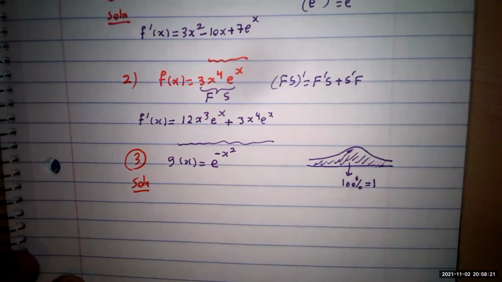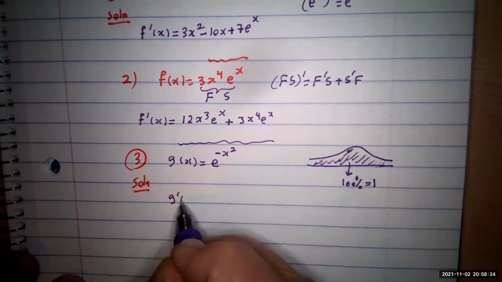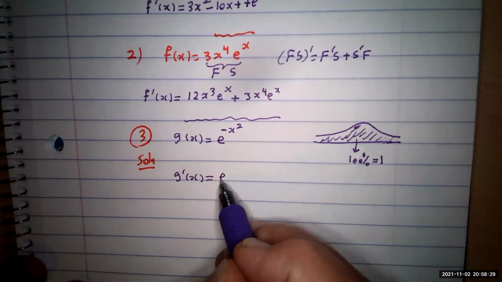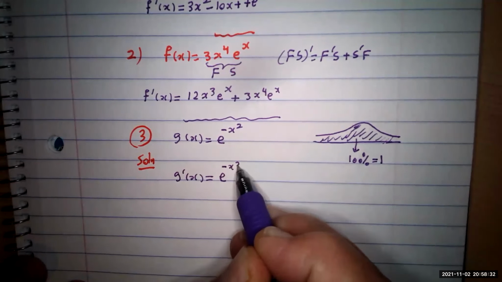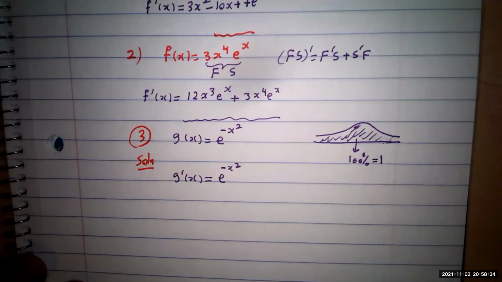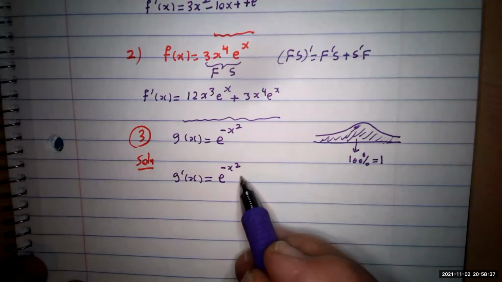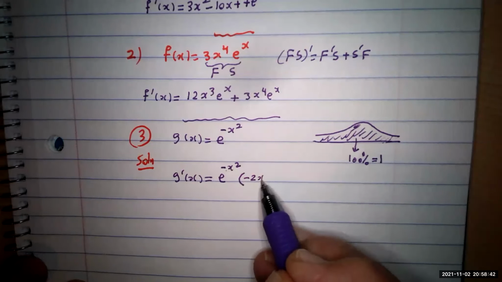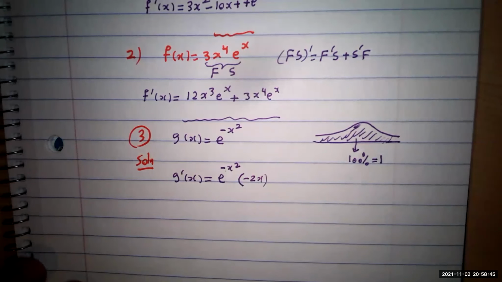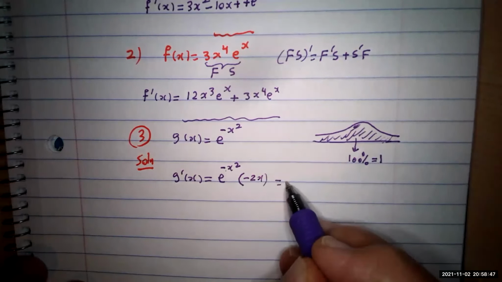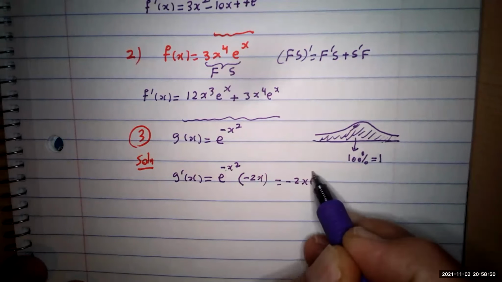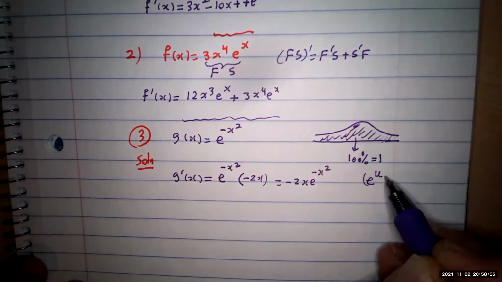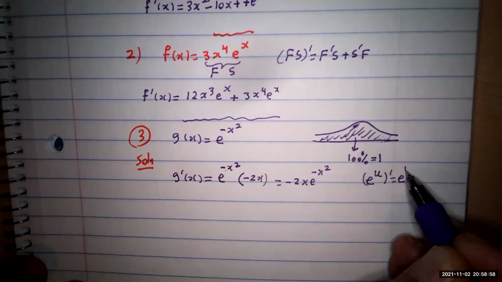So g prime of x is equal to the derivative of the e function, which is the e function, e to the negative x squared. But it's not e to the x, it's e to the negative x squared, so you have to multiply by u prime. U prime is the derivative of the top, negative 2x. We usually flip it and write negative 2x e to the negative x squared. I just use this formula: derivative of e to the u is e to the u times u prime.